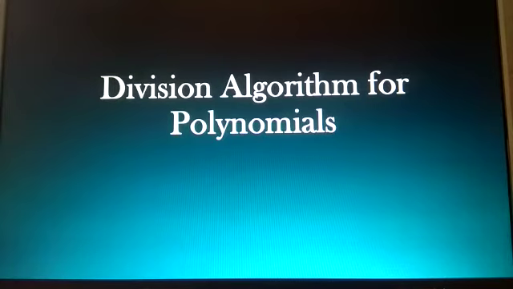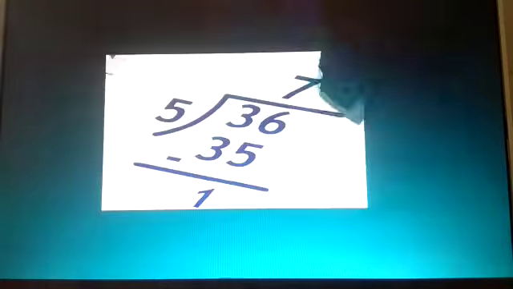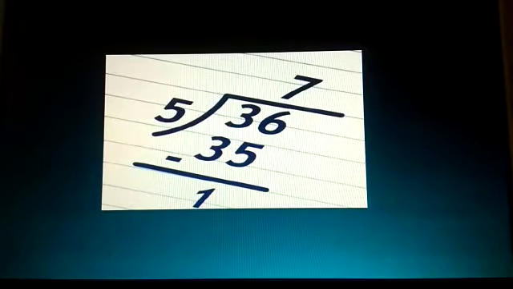Namaste children, welcome back to the third part of the chapter Polynomials, Division Algorithm for Polynomials. Before getting into the chapter in detail, we will first look into the division of a number by another number.